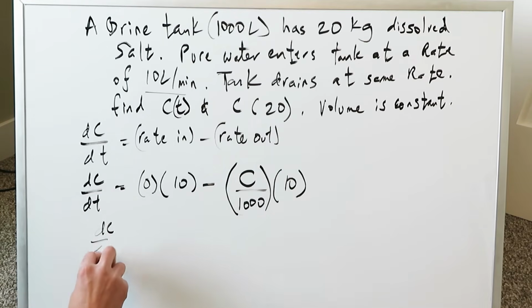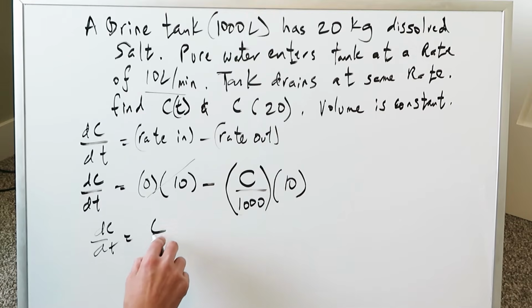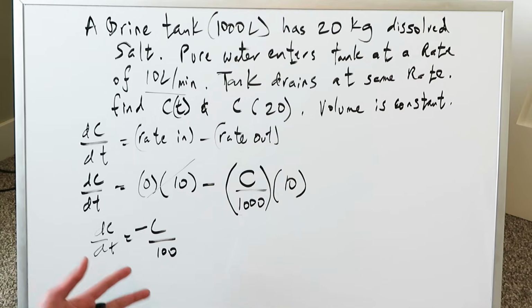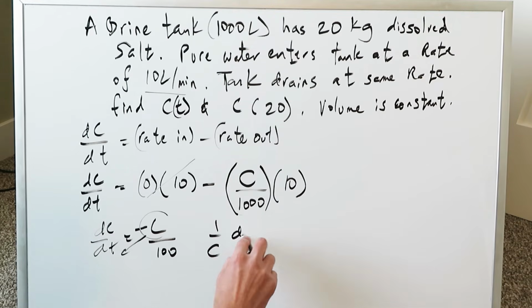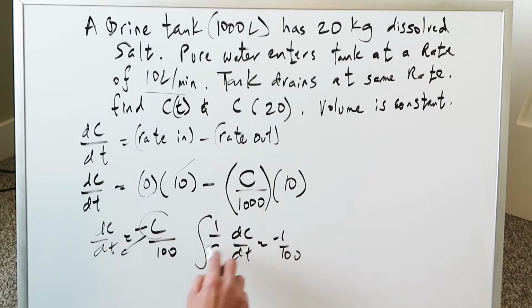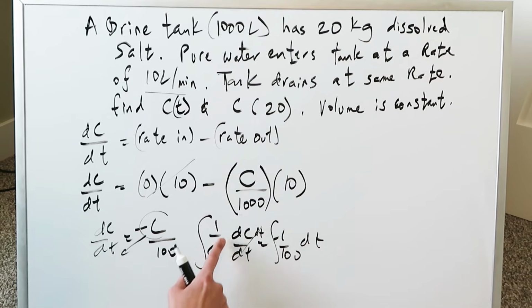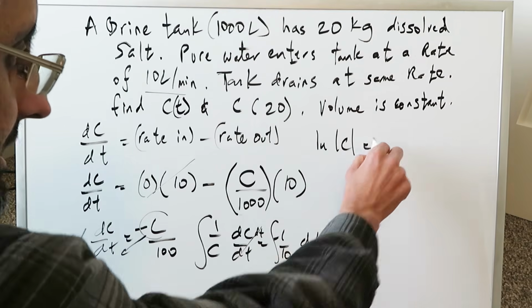You'll have dc over dt is equal to, this zeroes out, you'll have minus c over 100. Don't forget the minus. This is my equation which I have to solve. Again, separation of variables. Take the c onto the other side, and I'll keep the minus over here. I'll have 1 over c dc over dt is equal to minus 1 over 100. I'll integrate this with respect to t, and you'll see the dt's cancel out, and you can integrate this, you can integrate this. When you integrate this, you're getting natural log of c, not too hard.